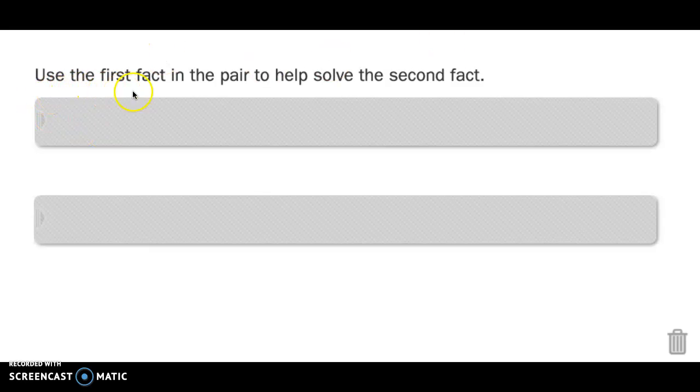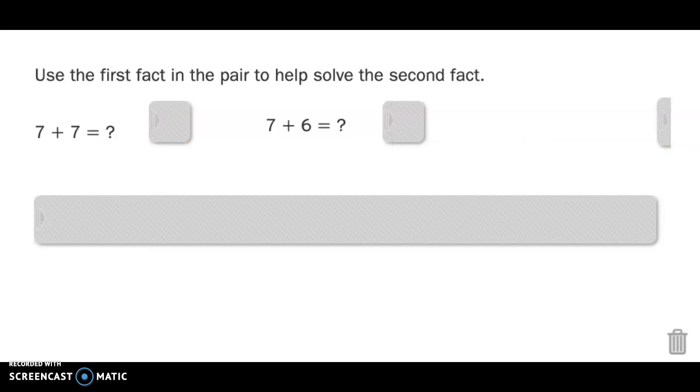Okay, same thing. Use that first fact in the pair to help solve the second fact. 7 plus 7. What is 7 plus 7? Maybe you know these automatically. Pause me right now if you need to write down your answer. 7 plus 7 is 14.